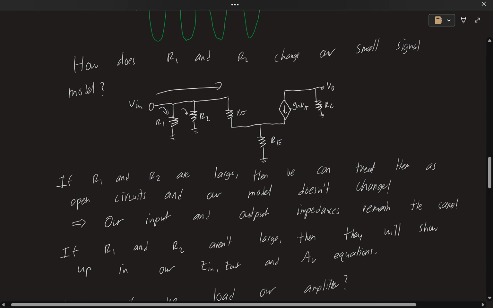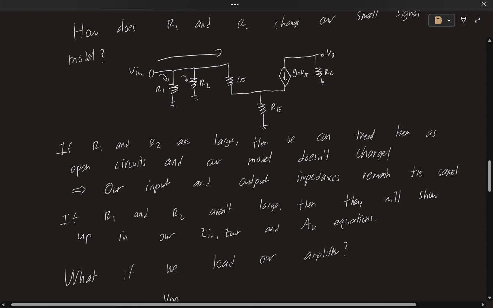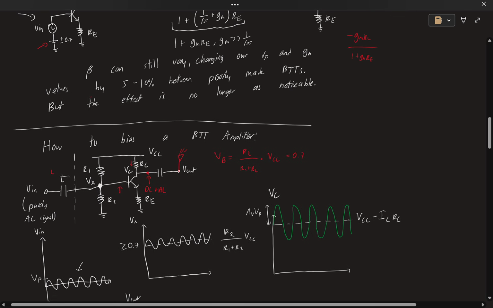But if we don't ignore them, what happens, okay? Generally speaking, if they are large enough, then our input and output impedances remain the same, and our gain remains the same. But if they aren't large enough, then they'll show up in our input and output impedance, and they'll change our gain, okay? So remember that we care about using R1 and R2 for biasing, more specifically the ratio of them. So, R1 and R2, let's say they're both 10, right? Then your VB, your base voltage, is going to be 10 over 10 plus 10, which is 10 over 20 times VCC, so it's going to be half of VCC.